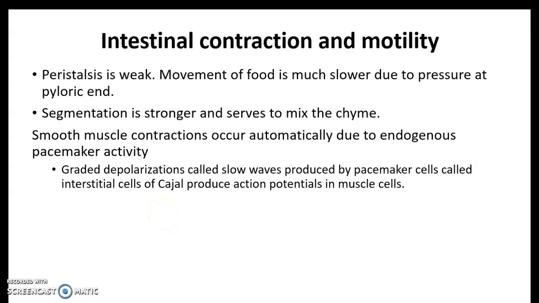Today we are moving into the second half of the digestive system. We will start talking about intestinal contraction and motility. Now in the small intestine, there are mainly two types of movements. We have peristalsis and segmentation.